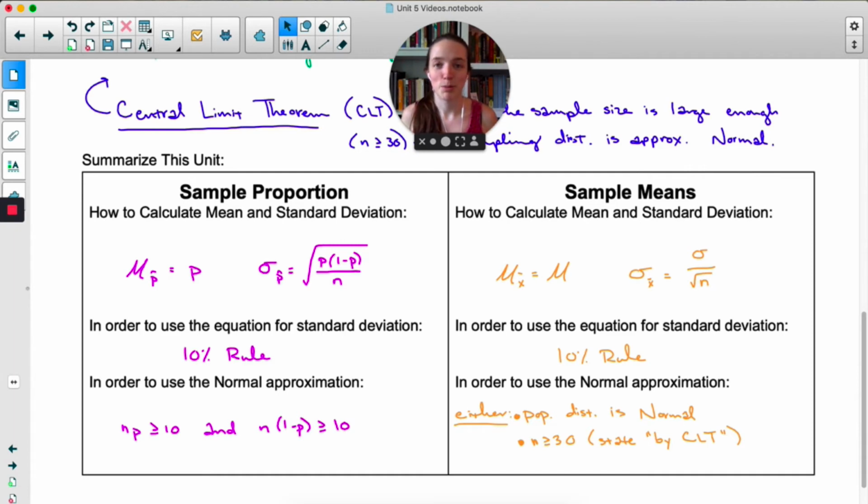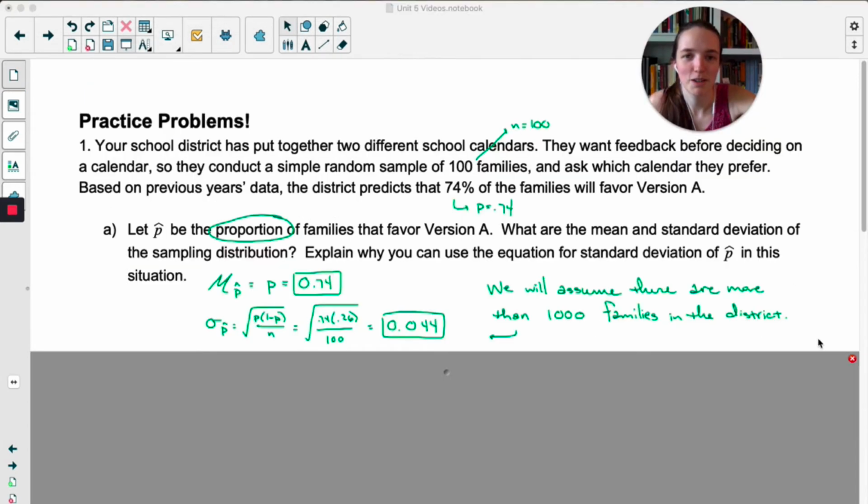The next couple problems are mixed. They're both proportions and means. So what I'd like you to do is try all of the problems on the next page. I'm going to hope that this lawnmower stops by the time I'm done with them, and then we'll go over the answers together. So pause the video, do as much as you can on your own, and then we will recap.